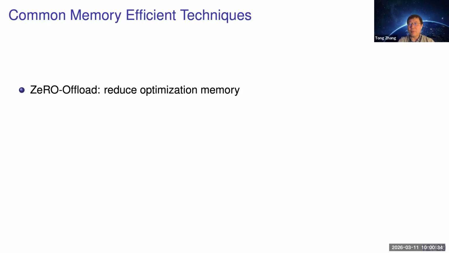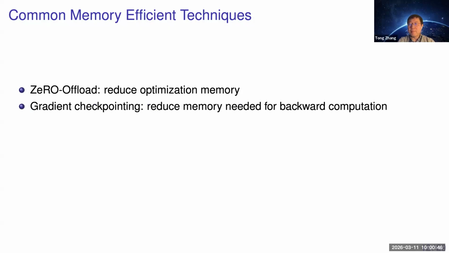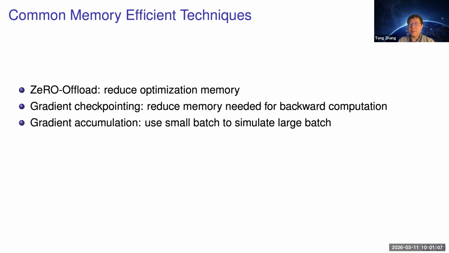ZeRO offload is one technique which reduces optimization states. It turns out that this actually occupies the majority portion of GPU memory, as we will see soon. The other one is gradient checkpointing. When you compute the gradient, you want to either save all the activations or save part of the activations. This reduces the memory, but with a catch: you are trading memory for more computation. Then there's gradient accumulation, which is more about simulation. This is something you can choose in your PyTorch program.